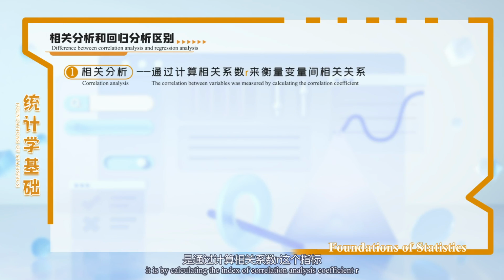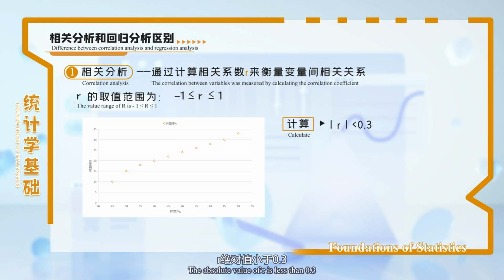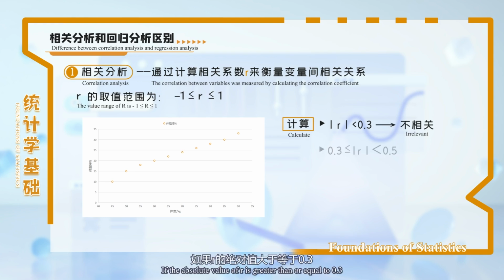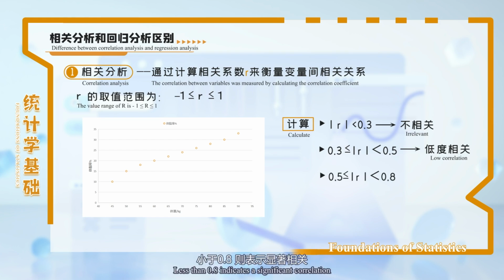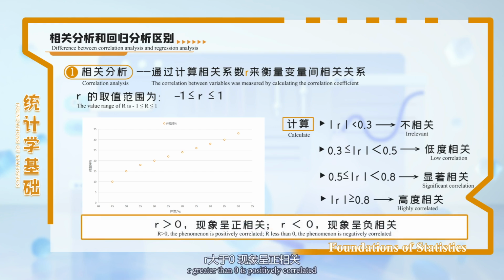Correlation analysis calculates the correlation coefficient R to measure the degree of correlation between weight and body fat percentage. If the absolute value of R is less than 0.3, there is no correlation. If the absolute value of R is greater than or equal to 0.3 and less than 0.5, it indicates a low correlation. If it is greater than or equal to 0.5 and less than 0.8, it indicates a significant correlation. If it is greater than or equal to 0.8, it indicates high correlation. R greater than 0 is positive correlation; R less than 0 is negative correlation. So by calculating the correlation coefficient R, we know how correlated the variables are, and also the direction of correlation, positive or negative.